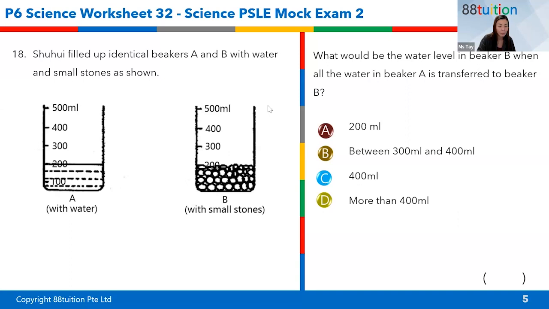Shu Hui filled up identical beakers A and B with water and small stones as shown. What would be the water level in beaker B when all the water in A is transferred to B, meaning all the water is being poured into beaker B? What do you think will be the answer? Okay, this one, yeah, 3% got it wrong.